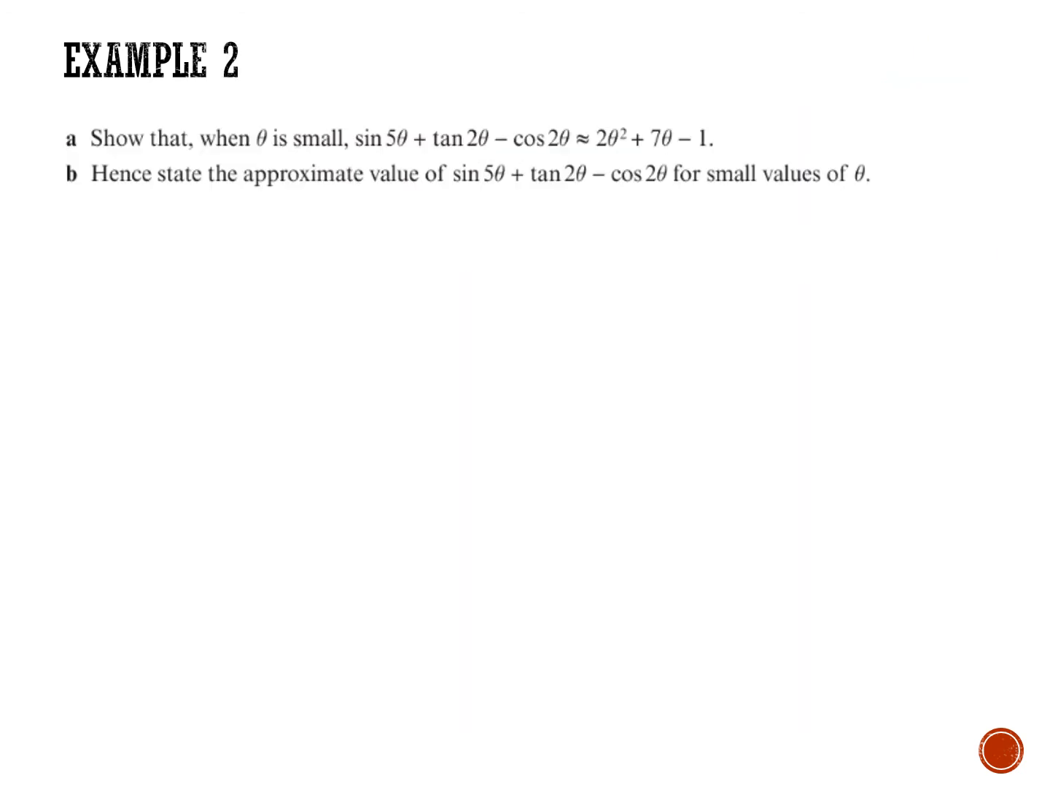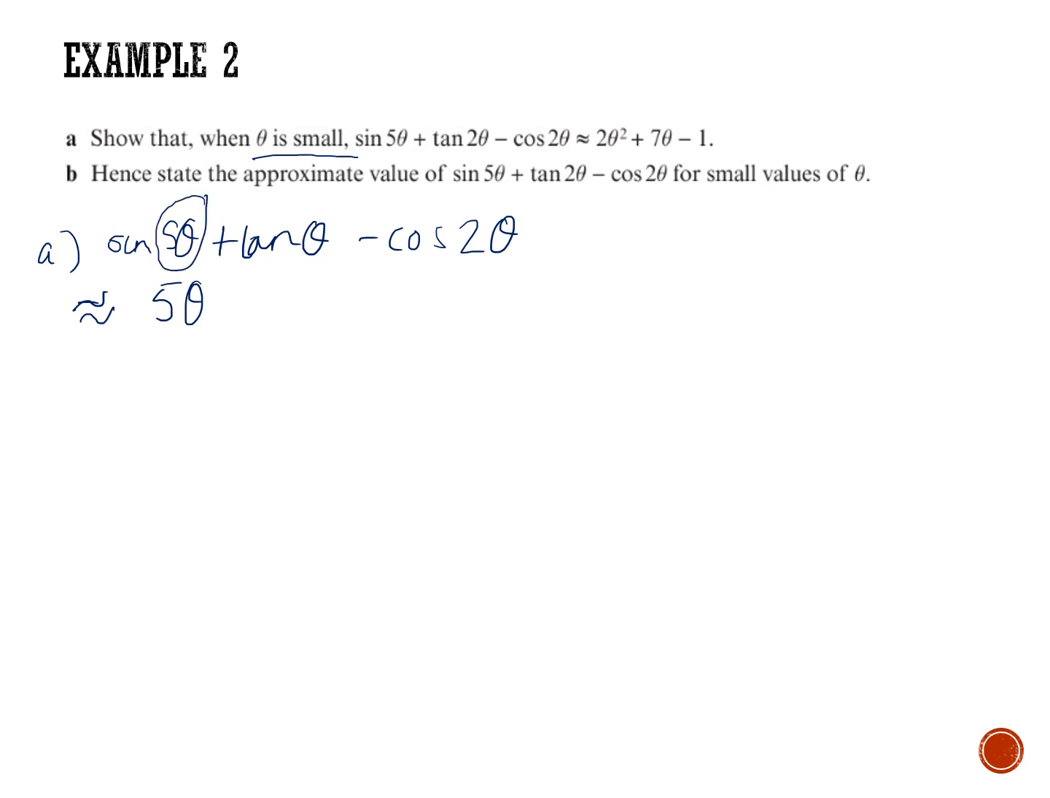Right, one final example then. Okay, this is a show that. And you can see they're saying when theta is small, which should say to you small angle approximations. It is a show that, so you're going to have to show your working nice and clearly. So let's start with the left-hand side here. And let's show our substituting in really nice and clearly to get the show that. Sine 5 theta is approximately equal to 5 theta. Remember, make sure you use the whole of the argument for that.